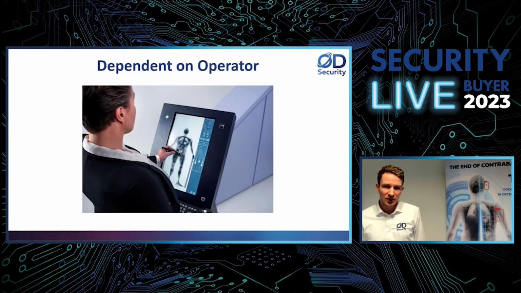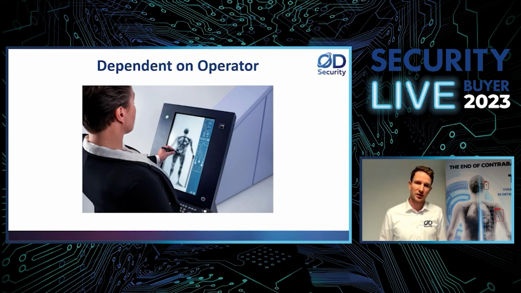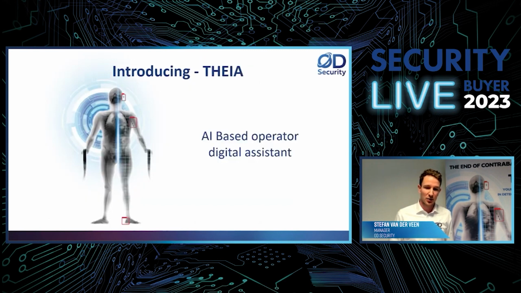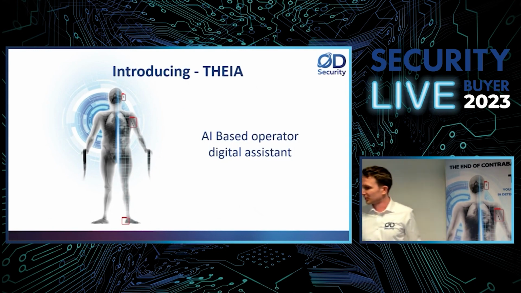Using this technology also means you're very dependent on the operator. We focus on making the system very user-friendly to assist the operator. The operator can still miss contraband, especially when the item is smaller, for example, when there is a lot of pressure on the operator. So to make it easier for them, we do in-depth training. We make the system very user-friendly, as I said. But we also want to further assist the operator. That's why we introduced the TIA, which is an AI-based operator digital assistant. So I'll give the word to Joost, who will explain the process of the AI.